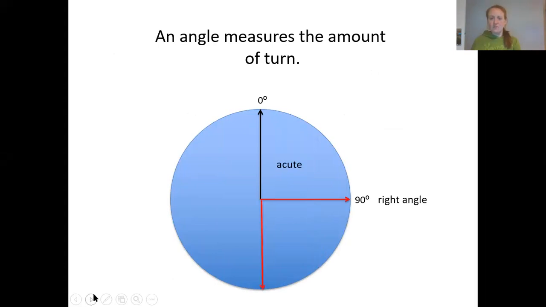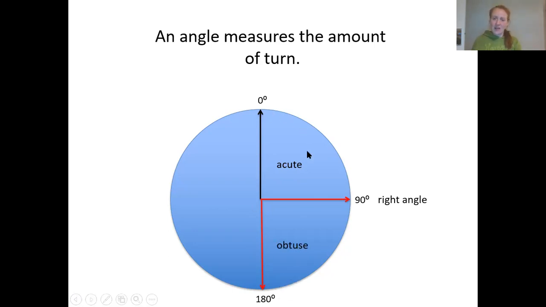That's our right angle. Anything within this space, within here, we would call an acute angle. So if I drew a line going up here to make an angle here, it would be an acute angle. Anything within this space here. There's 180, that's our straight line, our half a turn.